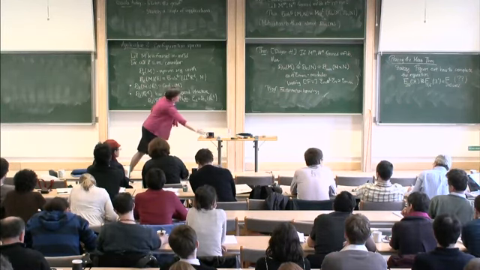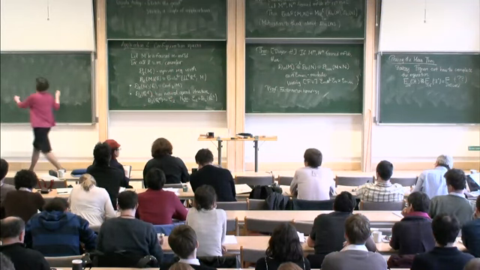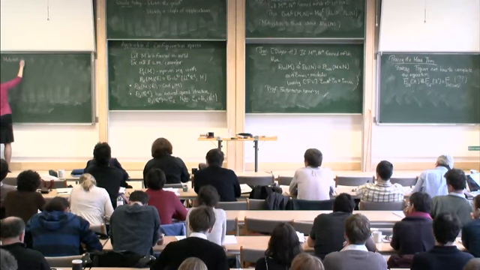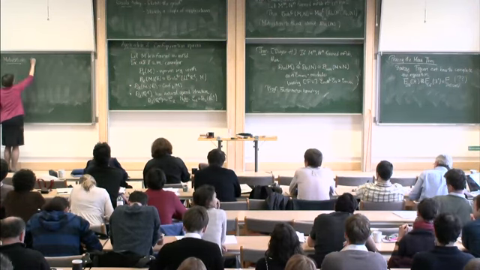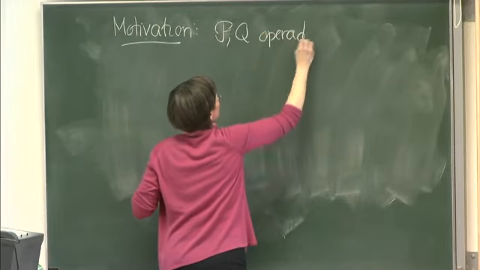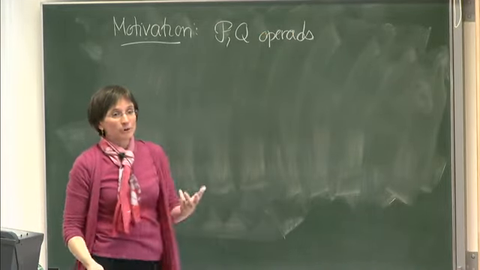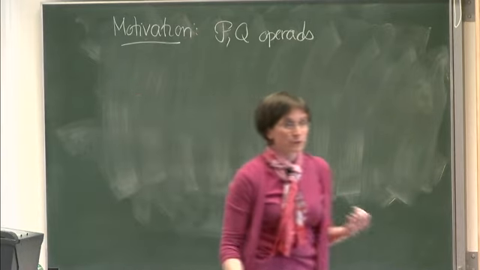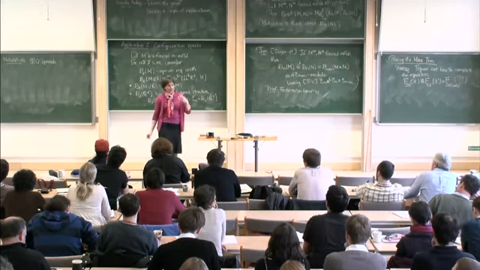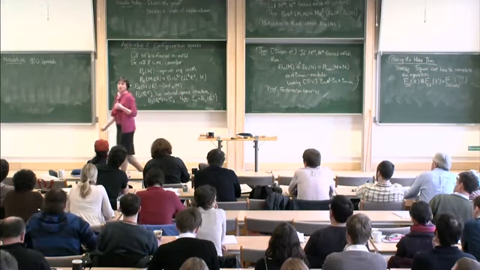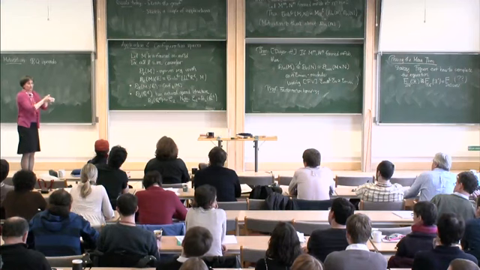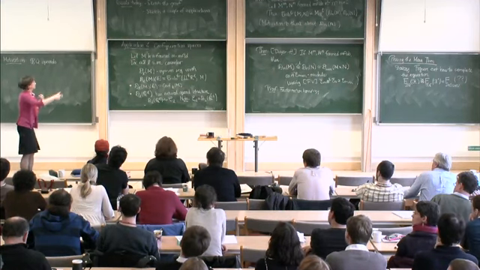So, here's the motivation. If I have P and Q, which are operads, then when I formulate Boardman-Vogt tensor products, I do it in the following way. I'm going to take their coproduct as operads, and then quotient out by a certain relation, which basically says that I can pull any operation in P through an operation in Q.